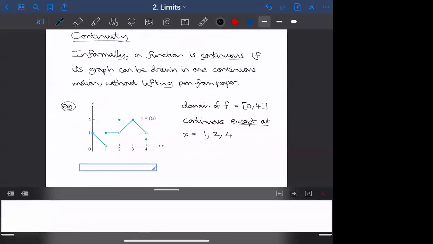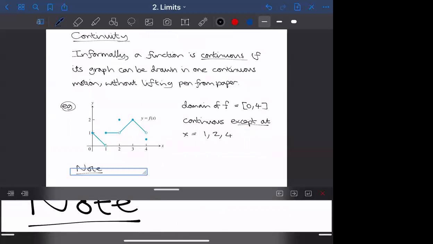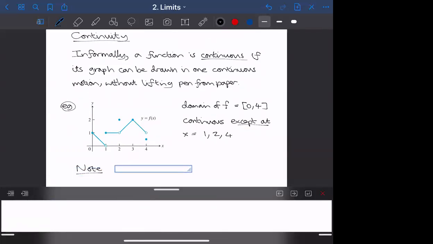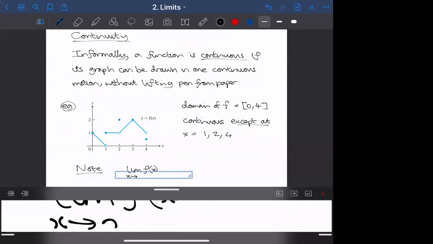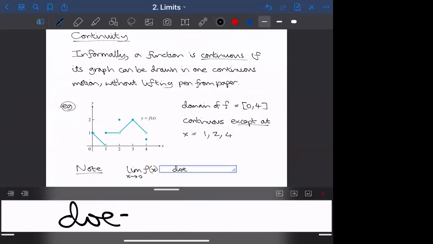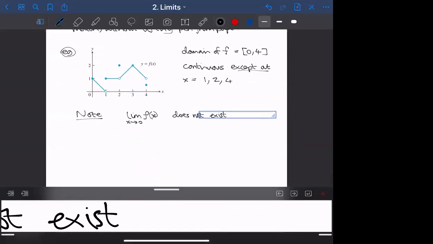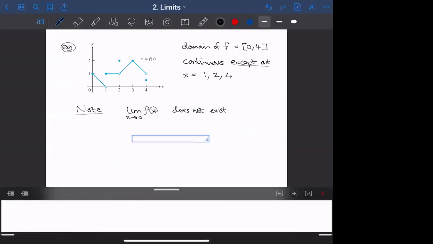So we can see we couldn't draw it with one continuous motion of the pen, but note that mathematically we can make these observations. That at 1, the limit of f of x does not exist. That's because the function jumps from 0 to 1.